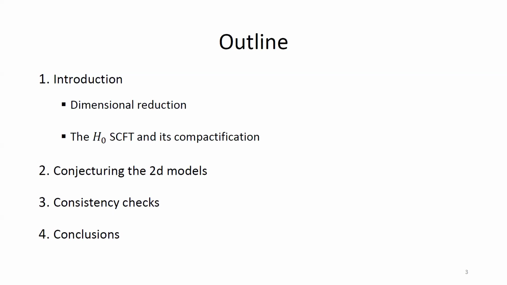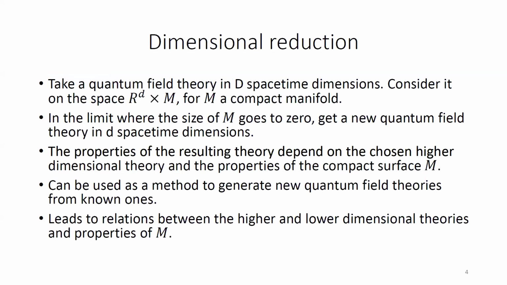All right, so the general theme of this talk will be dimension reduction. So briefly, what is dimension reduction? Consider a quantum field theory living on some large d space-time dimension. We can take the space-time to be some smaller d-dimensional Euclidean space, times M, where M is some compact manifold. The reason why this is interesting is you can now consider the limit where the size of M goes to 0. In that limit, we expect the theory to be effectively described by a potentially new quantum field theory living only on the small d space-time dimension. This idea is called dimension reduction.